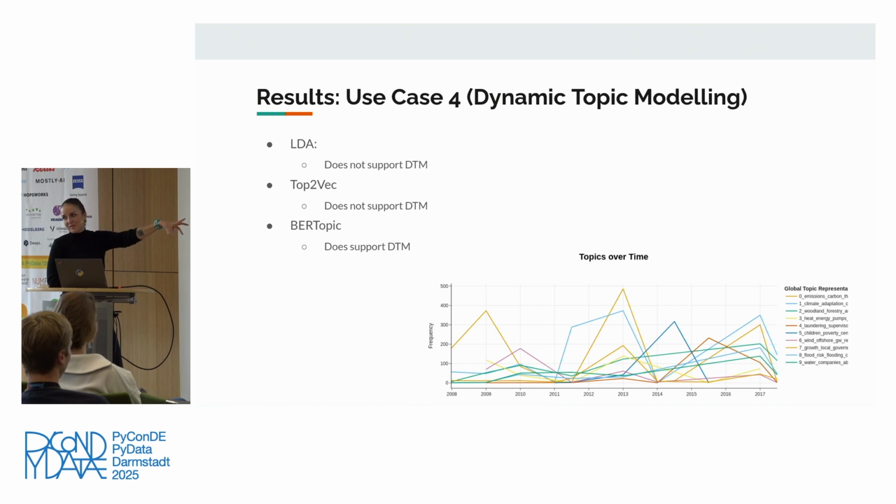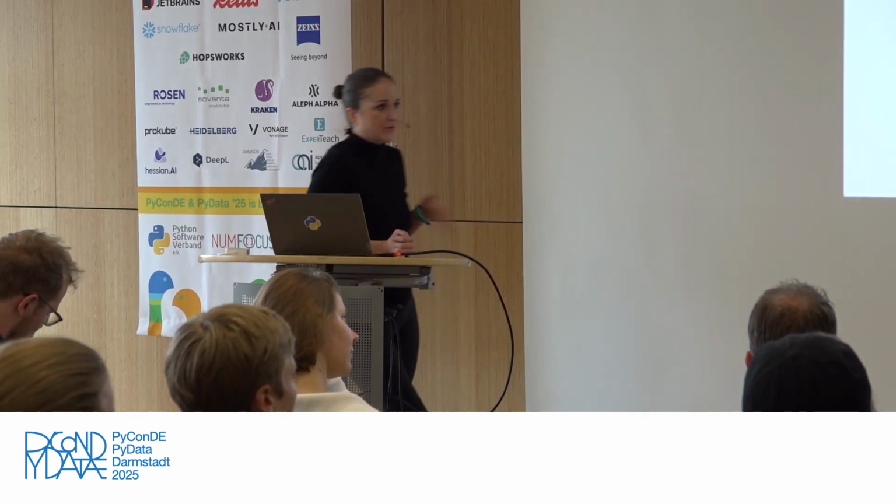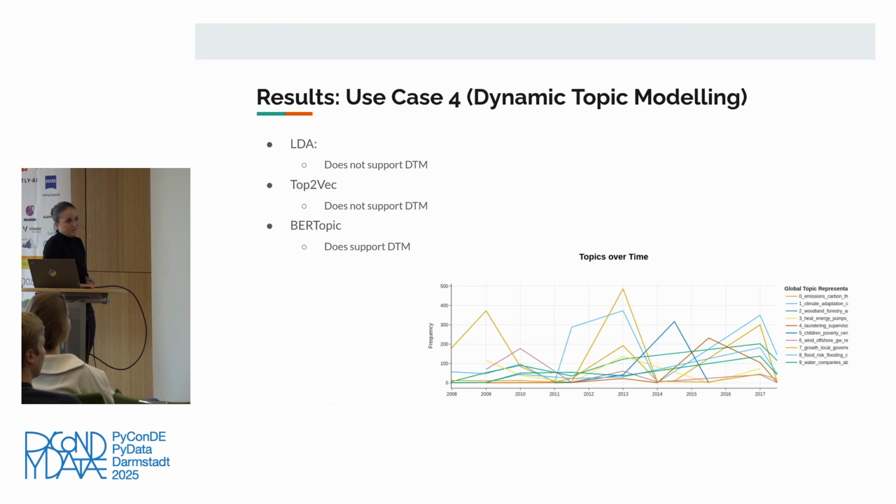A topic can't disappear. The frequency of a topic can drop, as you can actually see here. The frequency for some topics drops to 0, so in that year, that topic wasn't mentioned. But it can't disappear from the model.